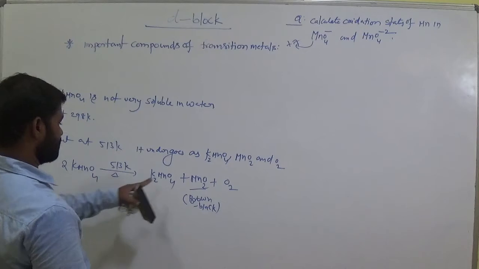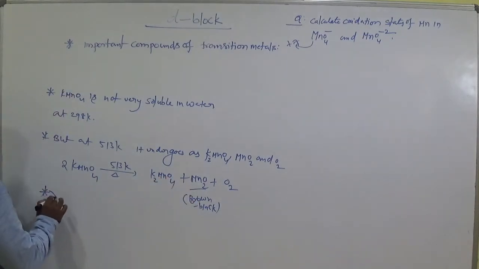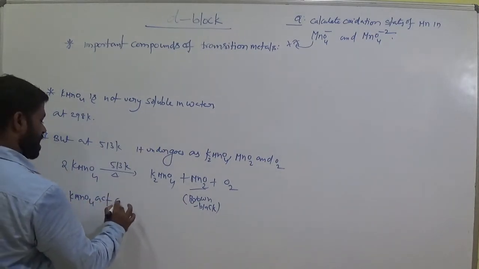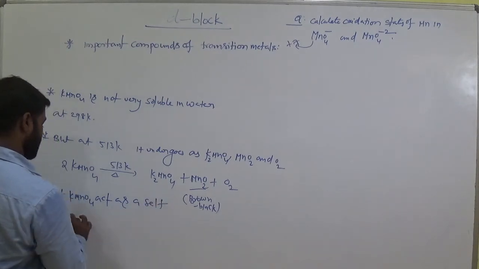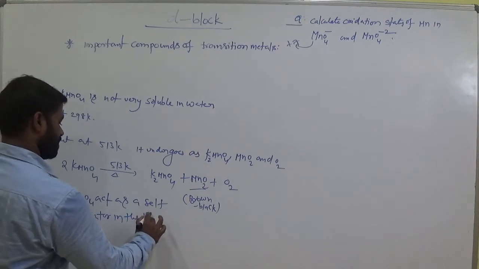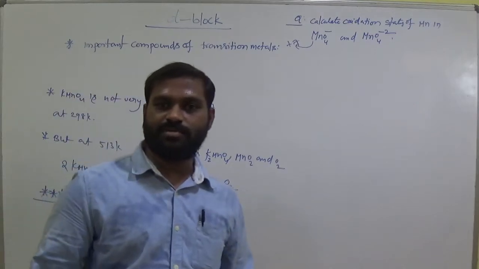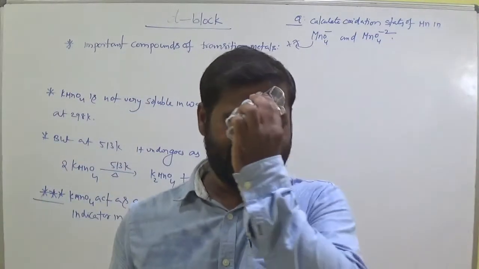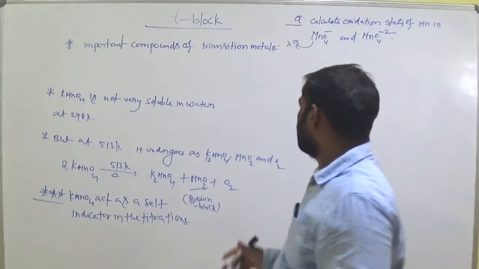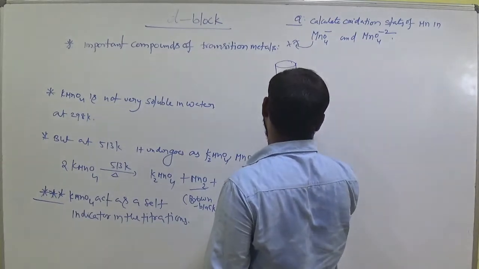In potassium permanganate, 2 manganese and 8 oxygens, clear? And KMnO4 acts as a self indicator in titrations. Indicators are useful to identify the endpoint in titrations by showing their colors. Generally, you know, titrations we already discussed in chemical equilibrium, like acid base titrations.